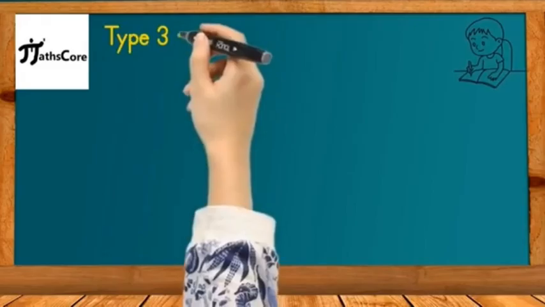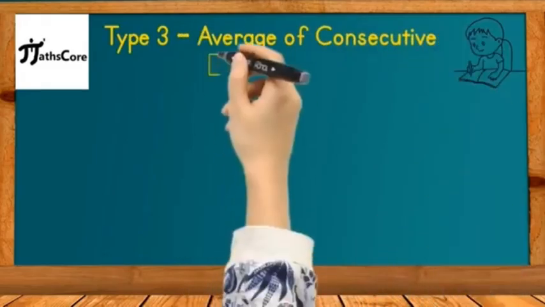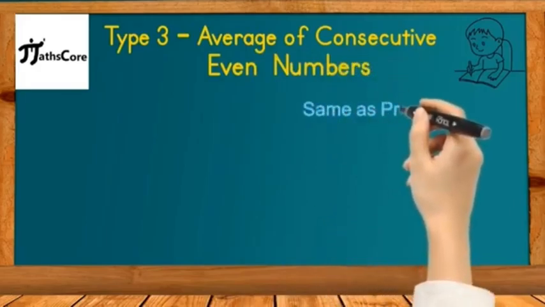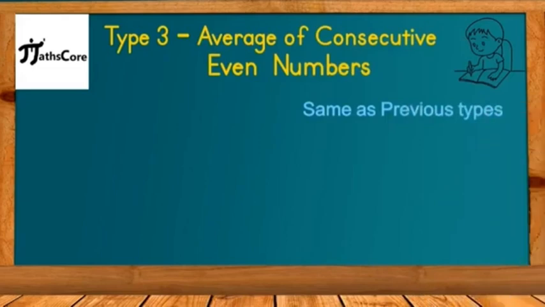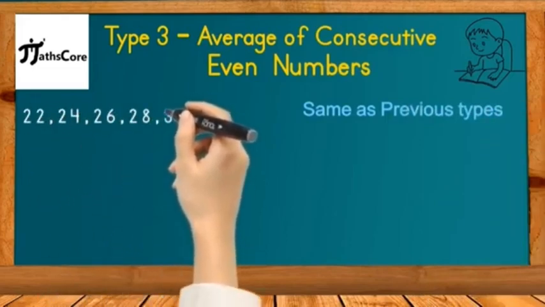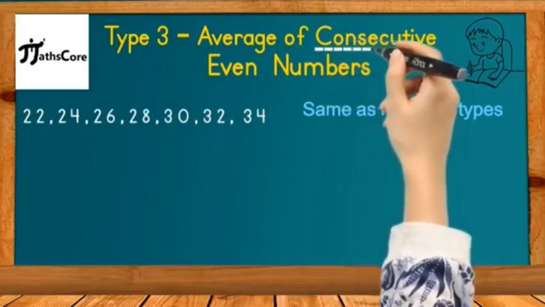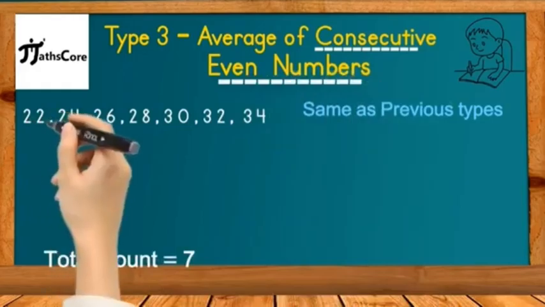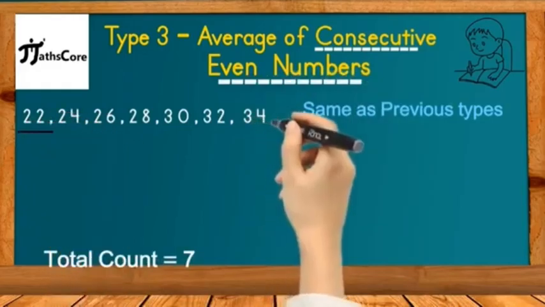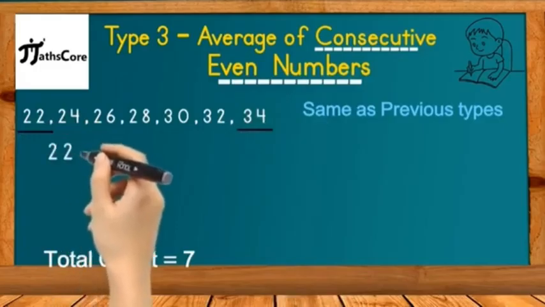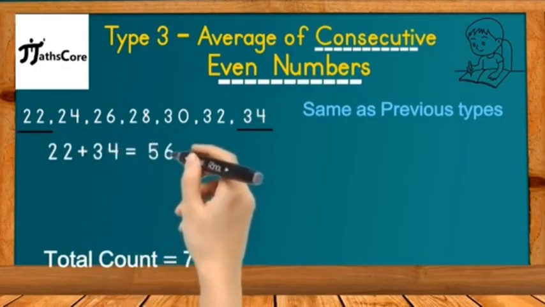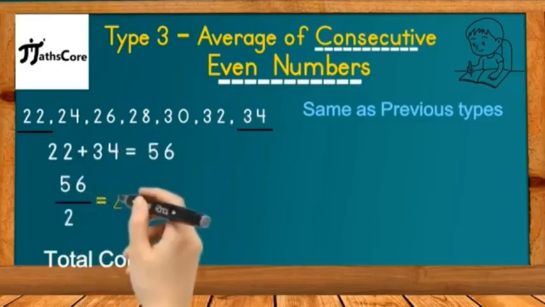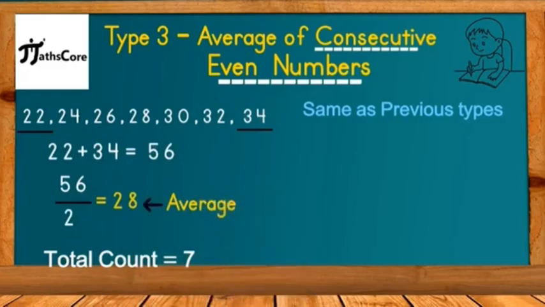Now let us discuss about type 3, which is average of consecutive even number. In this type also, we need to use same Vedic math technique to find out average of all consecutive even number. So example is 22, 24, 26, 28, 30, 32, 34. In this example, you can see all numbers are consecutive even number and exactly 7 numbers are given there. So according to the Vedic math technique, add first and last number together. First number is 22 and last number is 34. 22 plus 34 is equal to 56, and now divide this 56 by 2. 56 divided by 2 is equal to 28, which is average of all this consecutive even number.